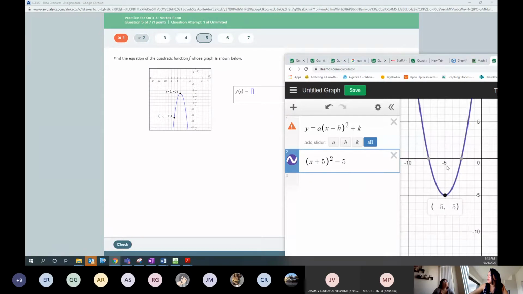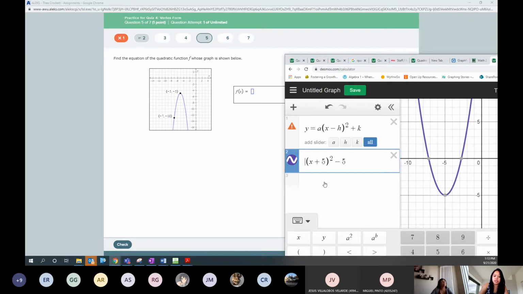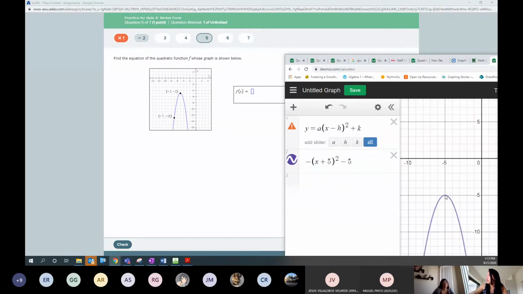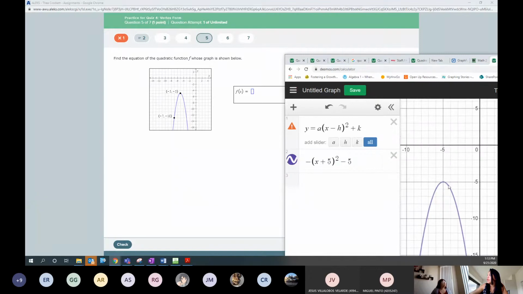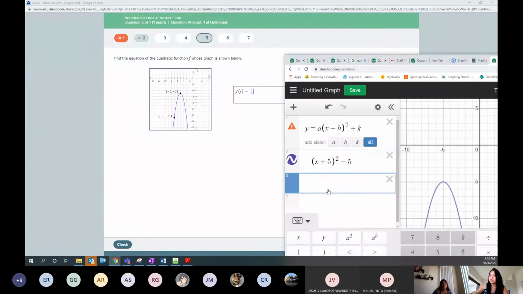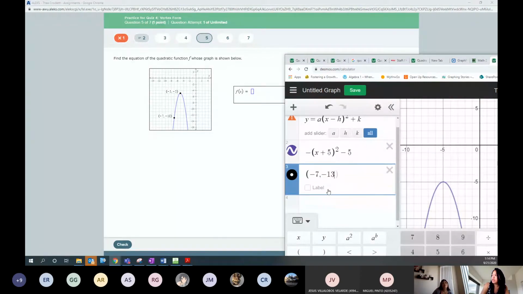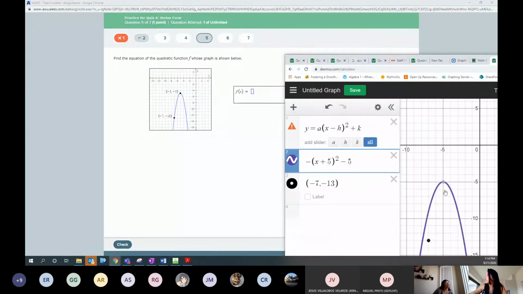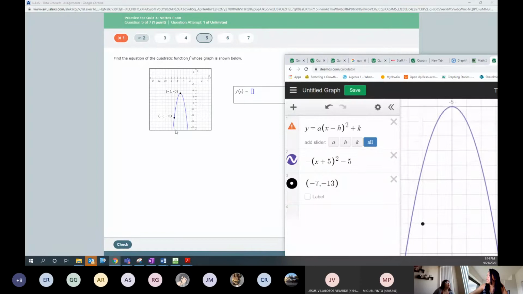Okay, the vertex is correct, but it's still facing upward. We need this to face downward. So we just put a negative outside and it's gonna face downward. Okay, now this parabola is crossing at -7, -13. So I can type that point, -7, -13, and then check to see if it's okay. So right now when I check it, this -7, -13 is not passing through this.